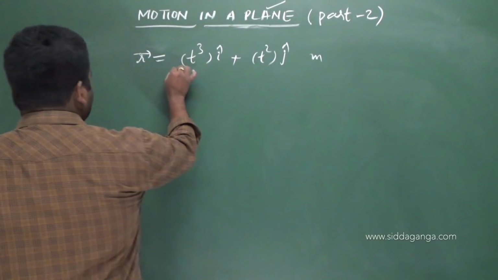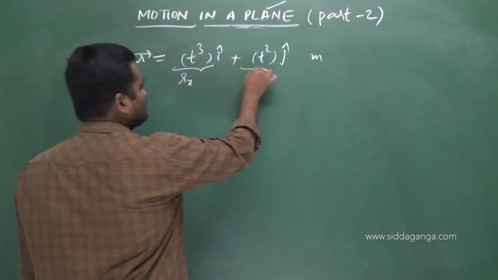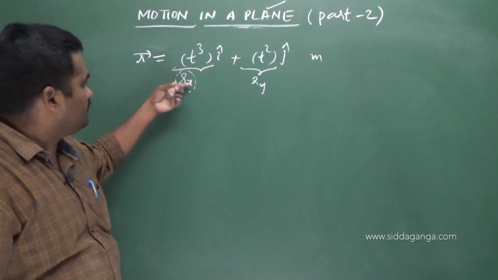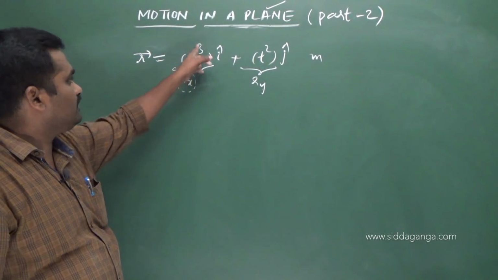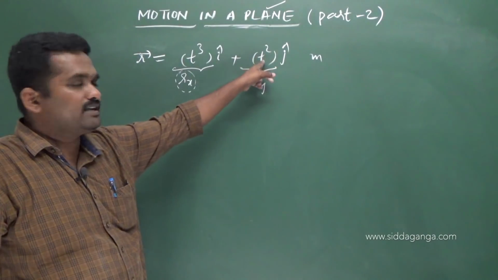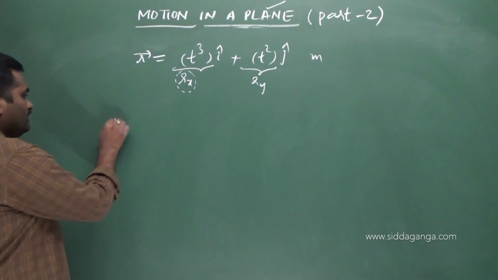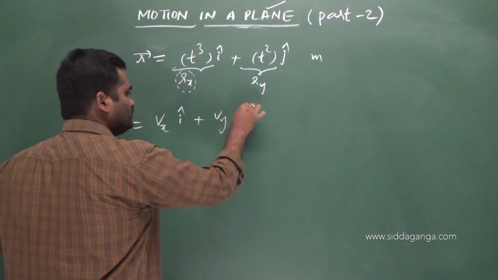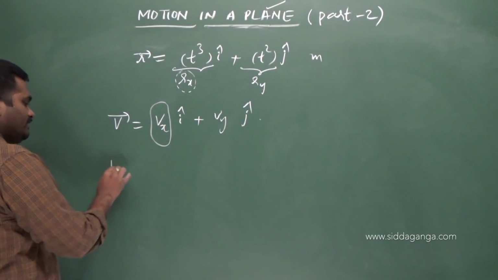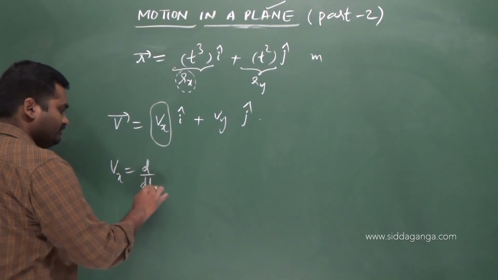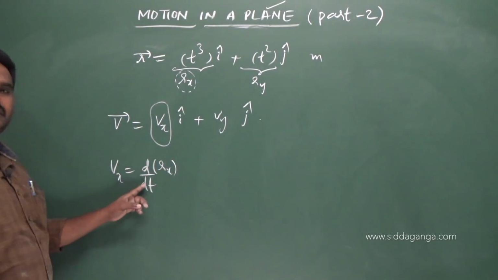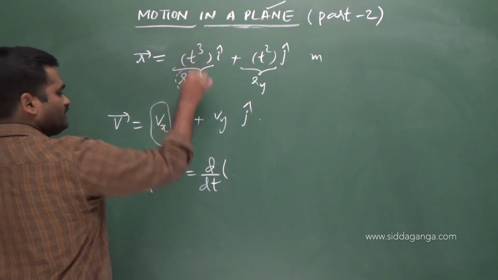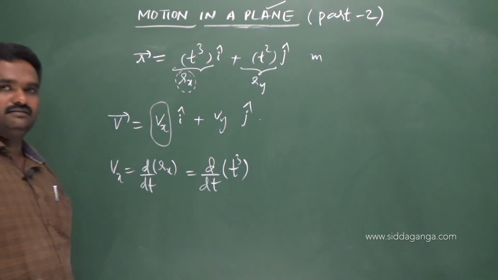See, you can take this one as Rx and this as Ry. Meaning, how the x component of the position of the particle is changing: according to t cube. The y component is changing according to t square. I want the velocity vector. You know the velocity vector is Vx i cap plus Vy into j cap. What is Vx? Vx means d by dt of Rx, the x component you have to differentiate. So d by dt of Rx, which is t cubed here.